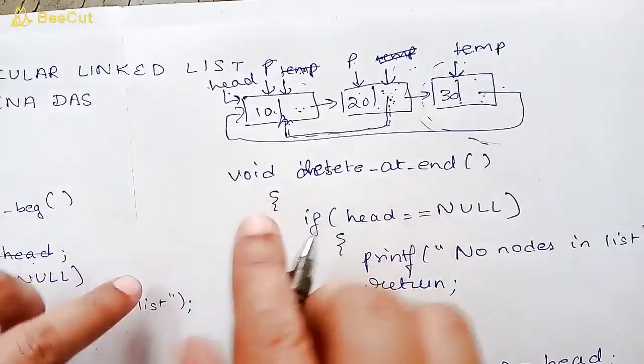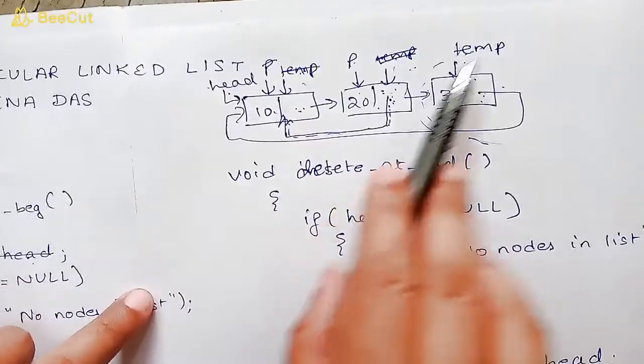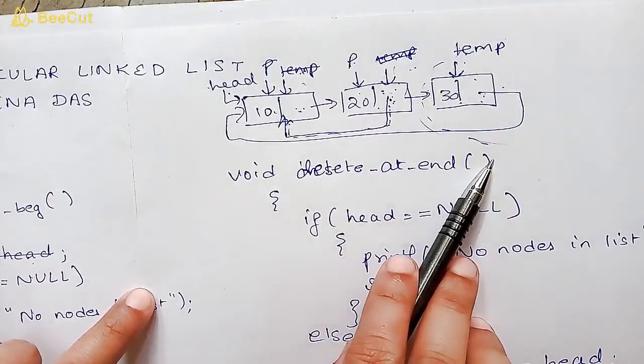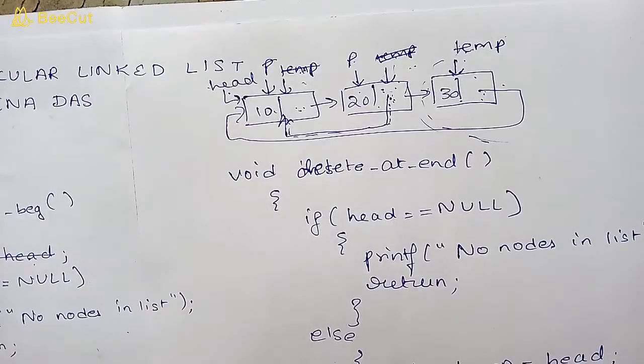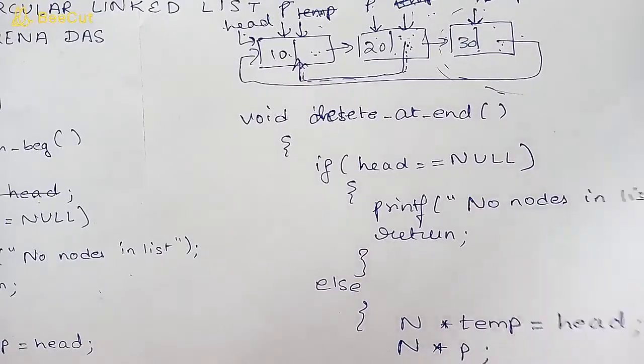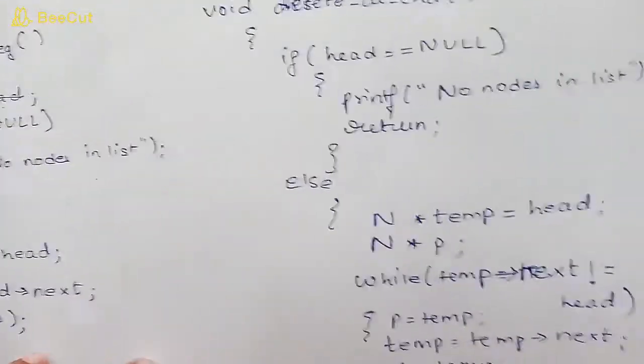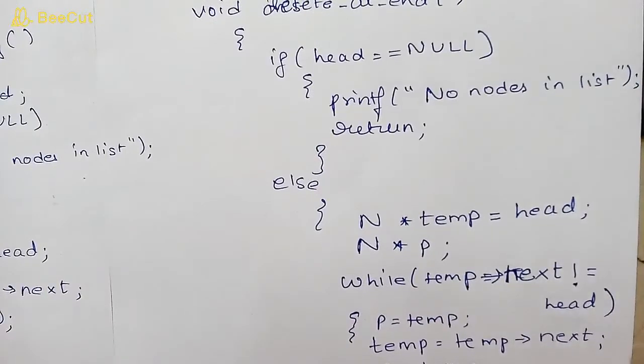So this is what we have to do for deletion at the end. After deleting, you'll have only two nodes, 10 and 20. As I'm using the free function for this node, automatically this will get deallocated. So these two procedures are there, deletion from the beginning and from the end. Just remember that in a circular linked list, we don't have any null field in the last node. The last node contains the address of the first node. So you have to use your conditions accordingly.